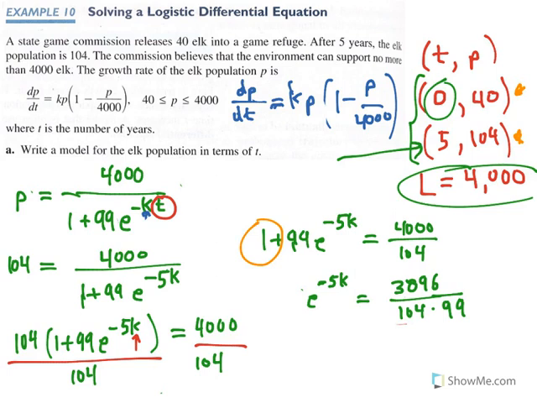And then you will take the natural log of both sides of the equation. On the left side of the equation, when you take natural log, you'll have negative 5k. And on the right side of the equation, you'll have the natural log of 3,896 over 104 times 99. And the last thing that you need to do is divide both sides of this equation by negative 5 to get k by itself. And dividing by negative 5 is the same as multiplying by negative 1/5.